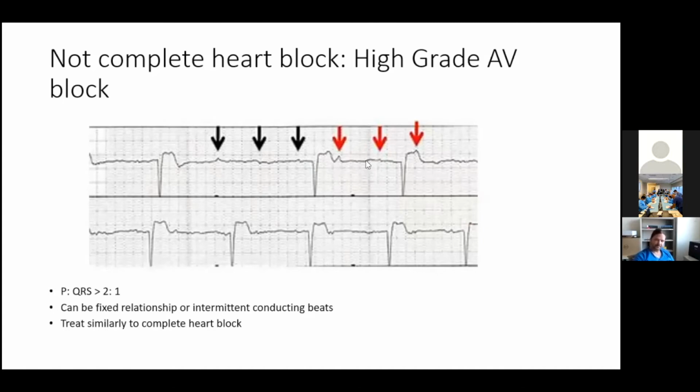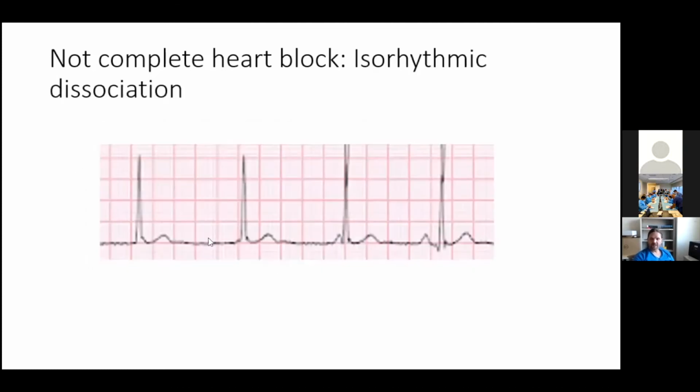but it is not complete because you have some conduction happening and you don't have dissociation of the atria and the ventricles. Again, this is an example of isorhythmic dissociation, not complete heart block. So here, the atrium is going just slightly faster than the ventricle, so you can see the P waves creeping out in front of the QRS complexes. But we don't call this complete heart block because even though the A's are faster than the V's and these are dissociated, there was never time for a P wave to conduct to the ventricle.